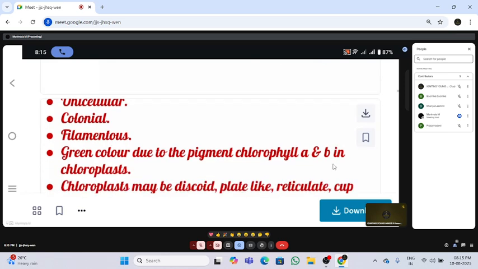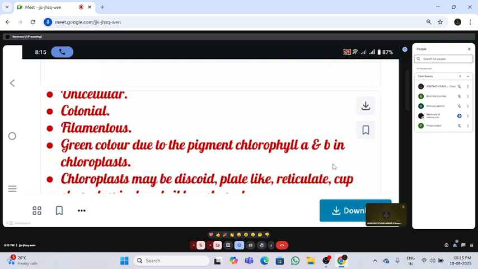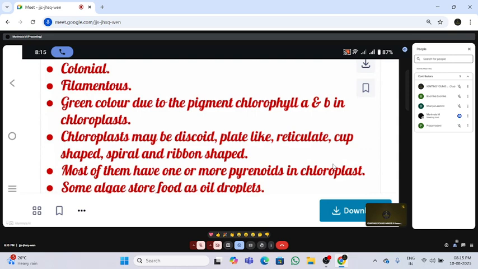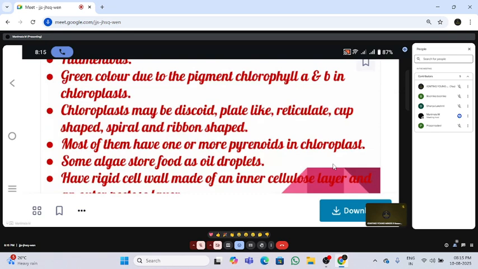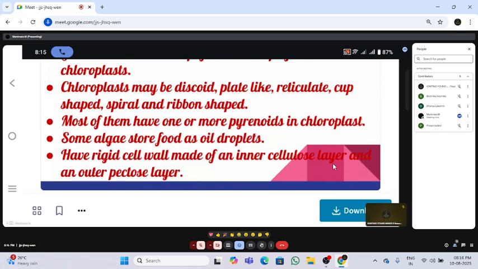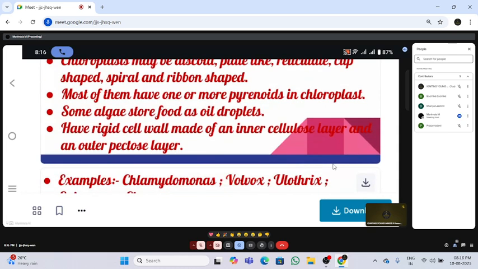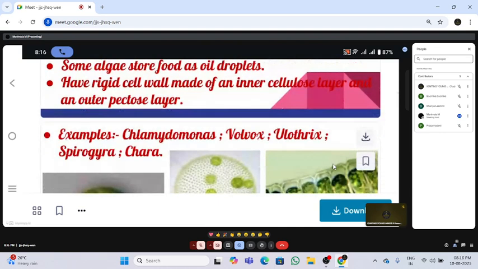The green color, that is the pigments A and B, is present in the chloroplast. The shape of the chloroplast can be discoid, plate-like, reticulate, and cup-shaped. Starch is the reserve food material, stored in a protein body called pyrenoids, and the pyrenoids are present in the chloroplast. In some algae, oil droplets are also stored during the unfavorable condition only. The cell wall is made up of two layers: the inner layer is cellulose, and the outer layer is pectose.